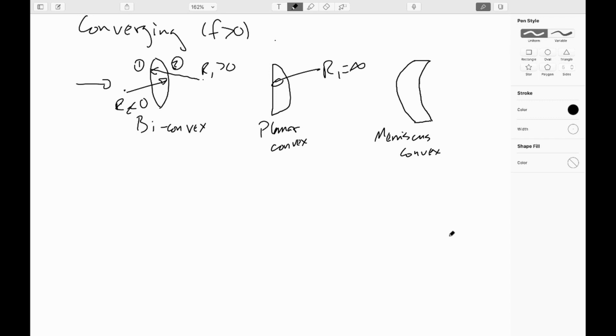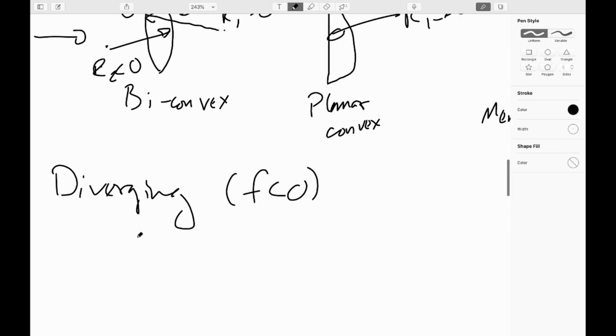We could also go and look at a diverging lens. So with diverging lenses, the focal length is negative. And so I'll just draw a few quick examples.